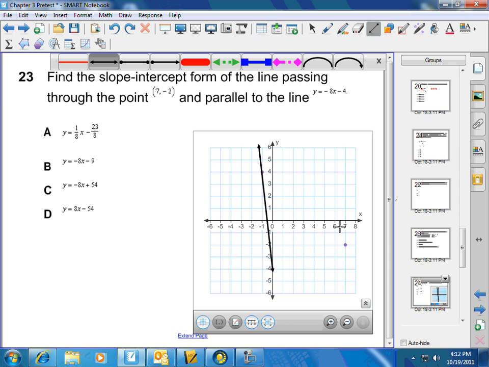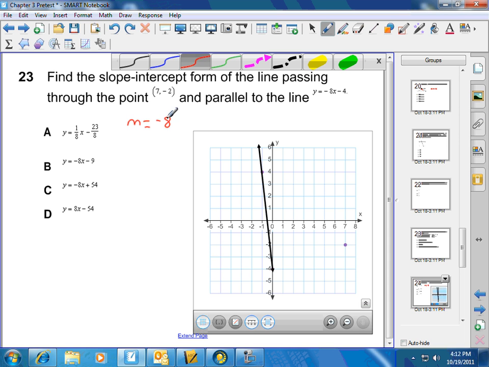Okay, and what the problem is saying is that I want a line parallel to this line that goes through this point (7, -2). So if the line's going to be parallel, then it's going to have the same slope. Okay, so m is going to equal -8. And then if I'm going to have my line in slope-intercept form, I just need to find b, the y-intercept.